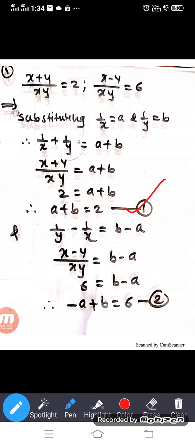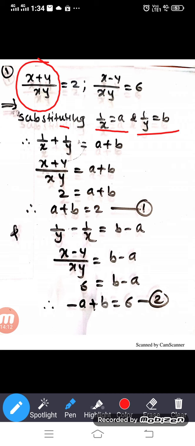Here the elimination of the product xy after the given calculation. Then we get the first equation a plus b is equal to 2. येथे पहा आपल्या दिलेल्या समीकरणामध्ये छेदस्थानी xy आहे आणि छेदस्थानी xy आहे. आपला हा xy चं निरसन जर करायचं असेल तर आपण 1 upon x ची किंमत a मानलेली आहे आणि 1 upon y ची किंमत b मानलेली आहे. मग x plus y upon xy हे मिळवण्यासाठी आपण 1 upon x plus 1 upon y ची बेरीज केली is equal to a plus b.